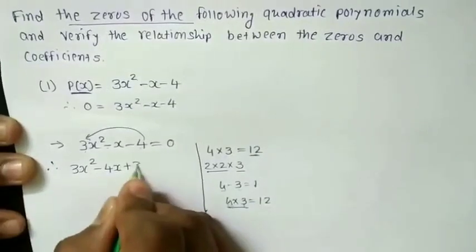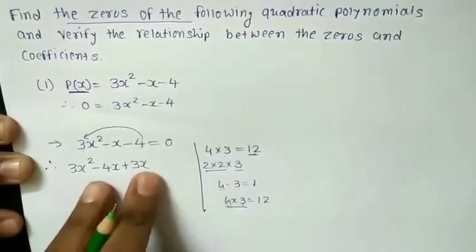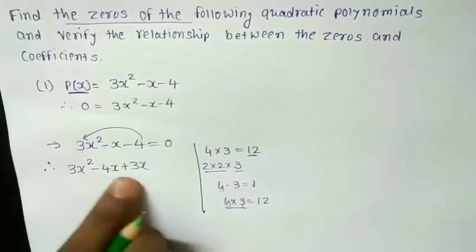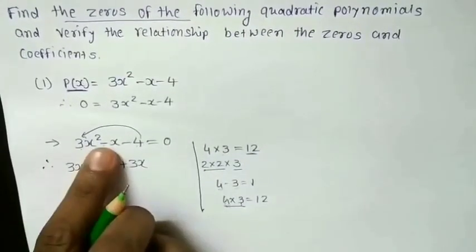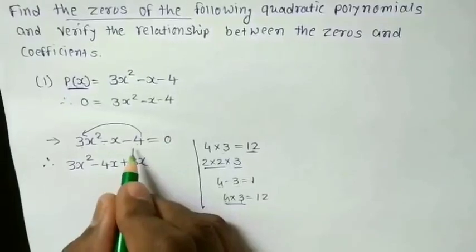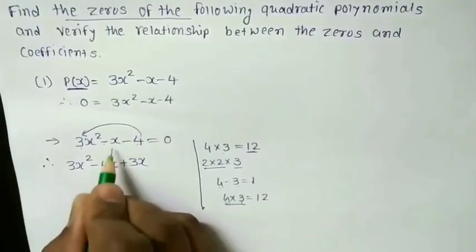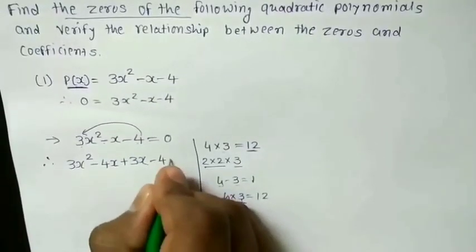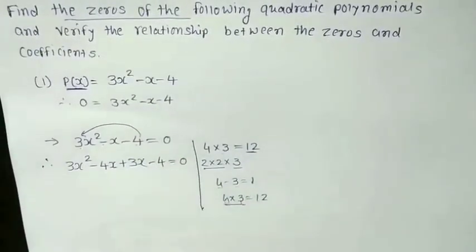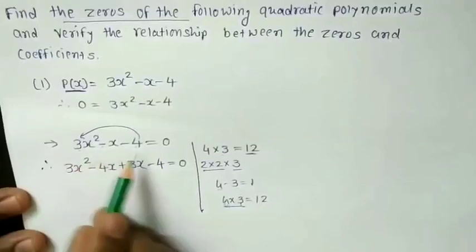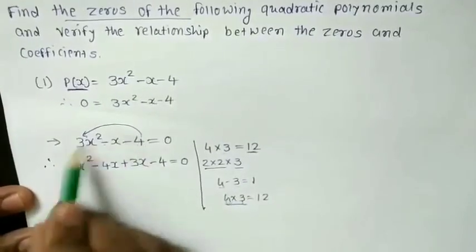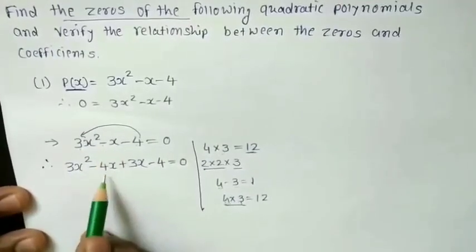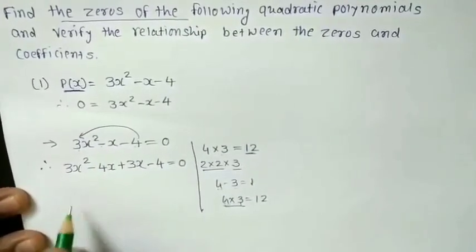plus 3x. Now you can see one is 4x, another one is 3x. Minus 4 plus 3 will be equal to minus 1. As well as I will write this term: x, and this is minus 4 as usual, is equal to 0. So we convert this polynomial into this form with the factors of this x, that is 4x and 3x.